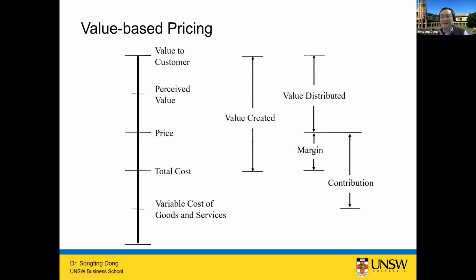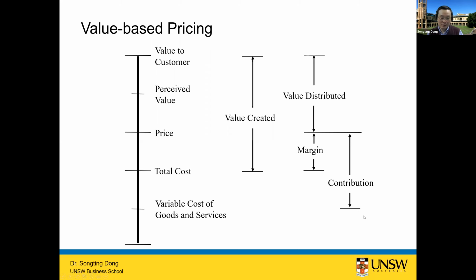Margin is the amount of money you can make on top of the cost. So this margin is your value, and the other part of the value is distributed to the customer. Margin is easy to understand, but in marketing, we have another concept. It may have different names, but let's call it contribution over here. Contribution is the difference between price and the variable cost.